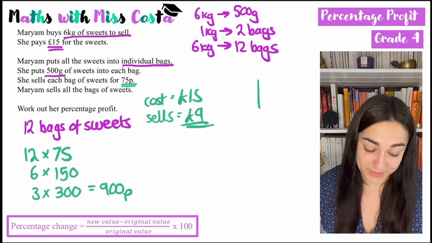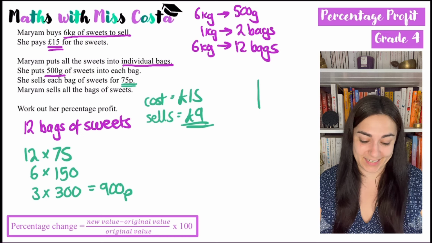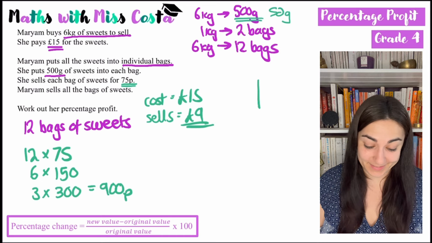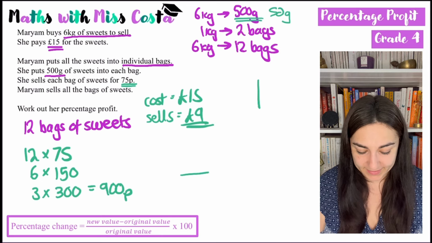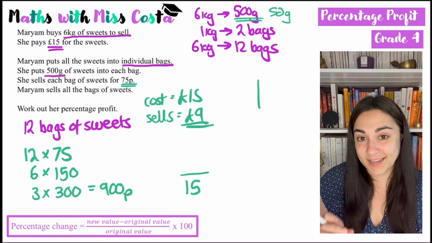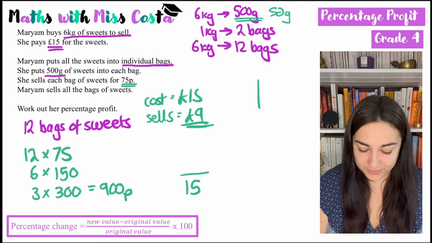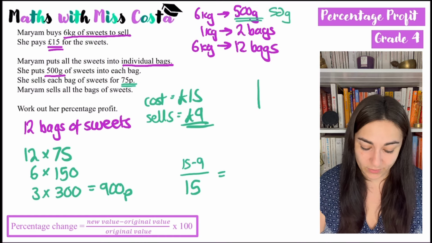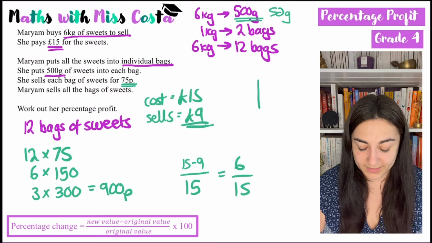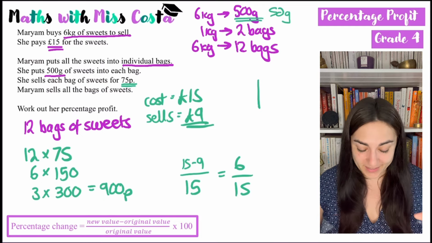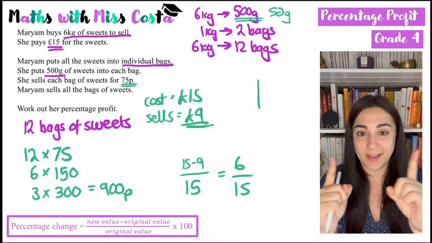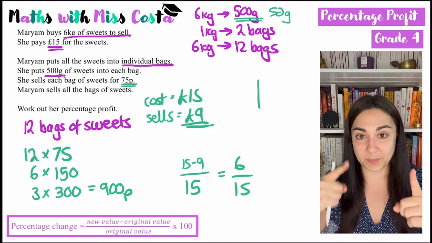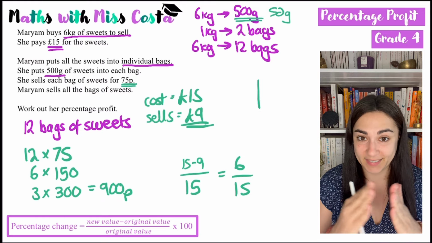Well, sadly, she should have sold them for 50 pence, but she didn't. So if the original price is £15, her percentage loss is based on the original value. So £15 take away 9 gives me a loss of £6. When you're working out percentage profit or percentage loss, you're working out the difference between the original and the new. So in this case, the difference between the cost and how much she sold it for is £6. So that is her percentage loss.